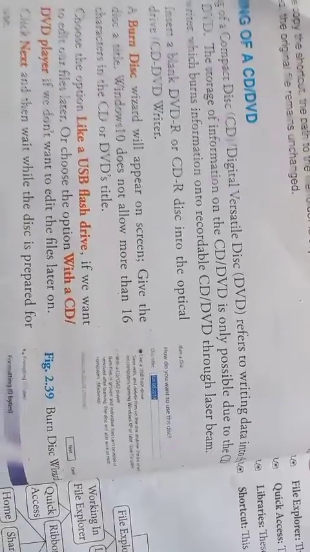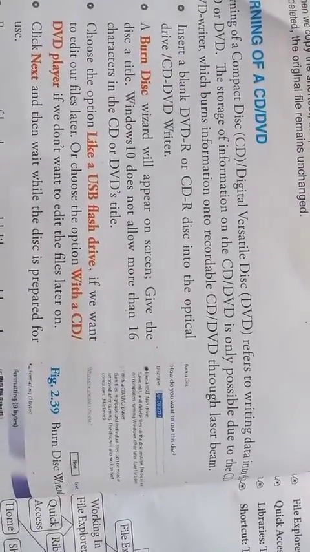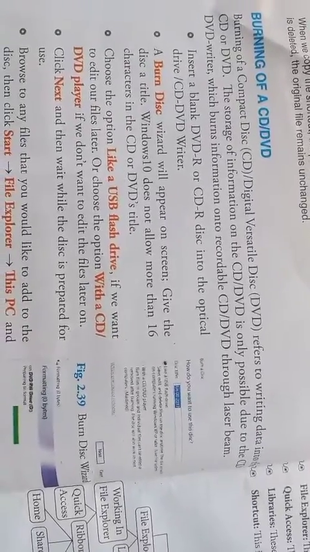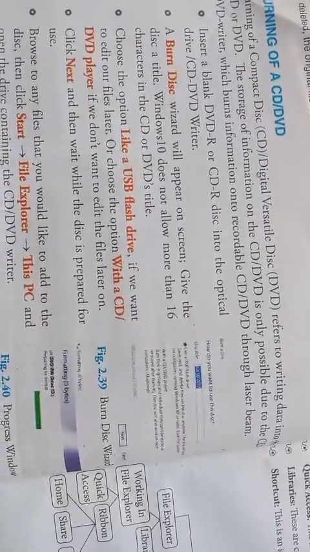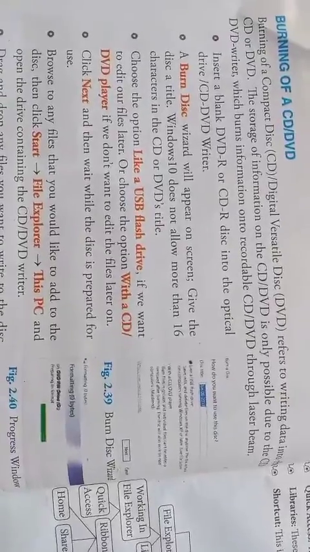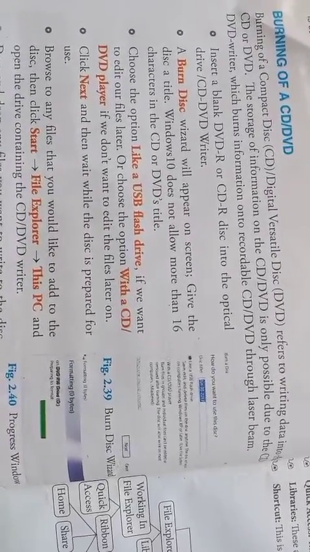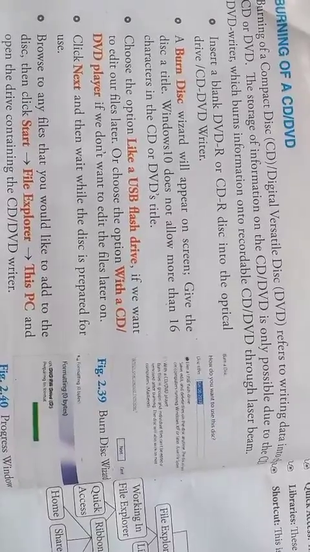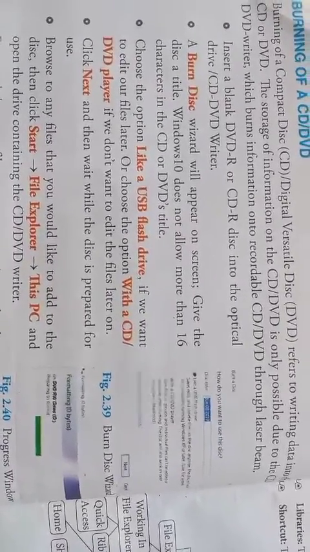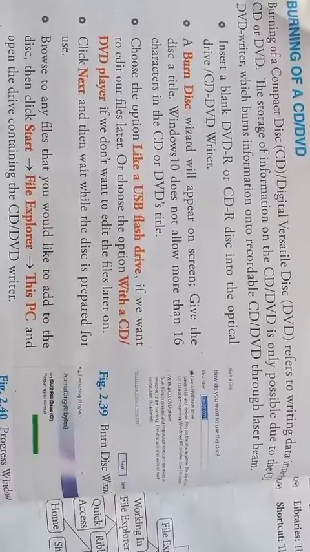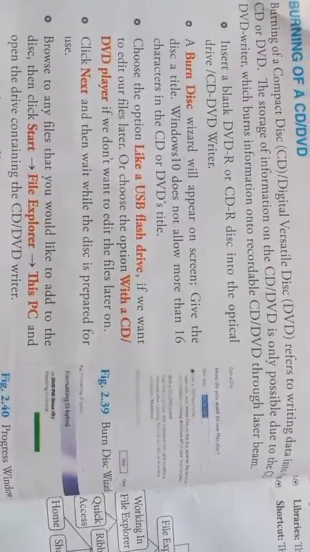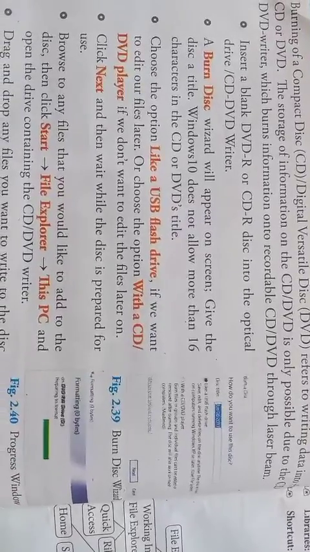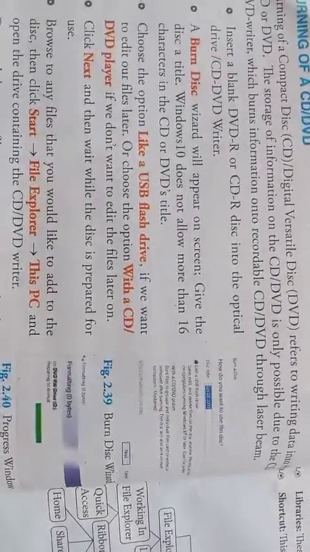A burn wizard will appear on the screen. Give the disk a title. Windows 10 does not allow more than 16 characters in a CD or DVD title. So this one is a burn disk. Choose the option like the USB flash drive if you want to edit your files later, or choose the option with a CD or DVD player if you don't want to edit the files later on. So this one is happening.